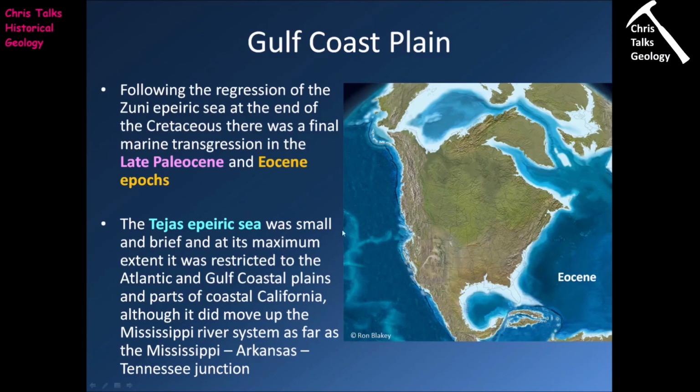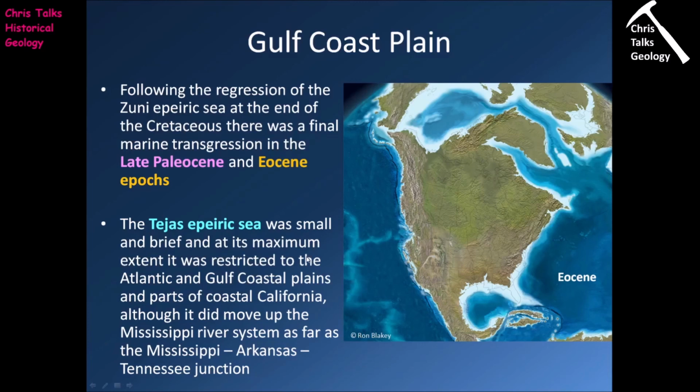So finally, we're just going to drop back onto the Gulf Coast region. So following the regression of the Zuni Epeiric Sea at the end of the Cretaceous, there was a final marine transgression that occurred in the late Paleocene and Eocene epochs. So this is the Tejas Epeiric Sea, and this particular Epeiric Sea was, compared to the others at least, tiny. So it was a relatively small Epeiric Sea, and it was pretty brief. It wasn't around for very long.